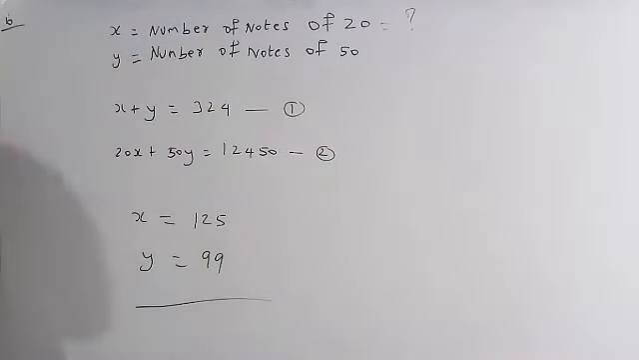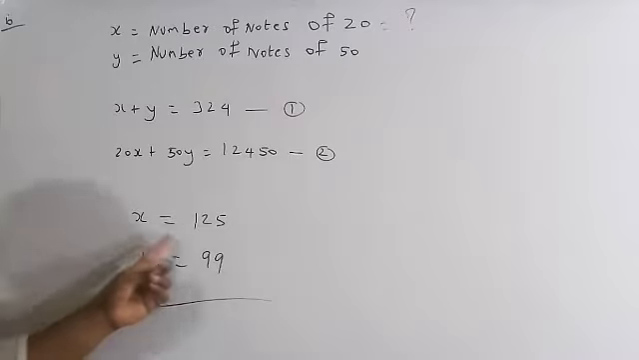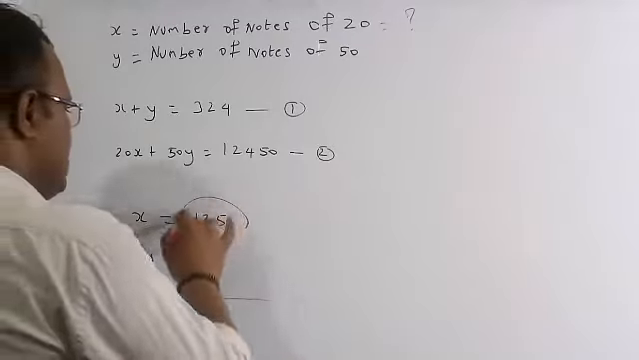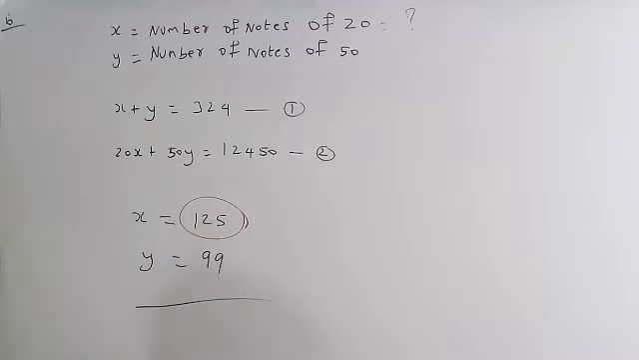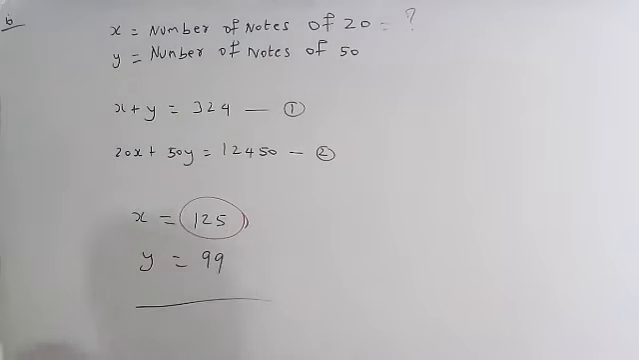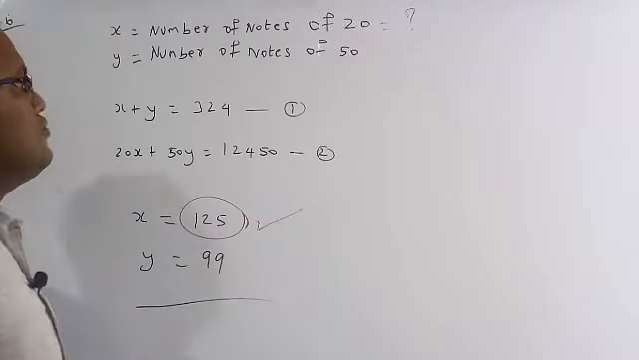And if you solve these two equations with two unknowns, then we get x equal to 125 notes and y equal to 99 notes. That means there are a total of 125 notes of 20 available and 99 notes of 50 rupees available. In the question they asked only for the number of 20 notes, which is the x value. Hence the answer is 125, the correct solution of this question.